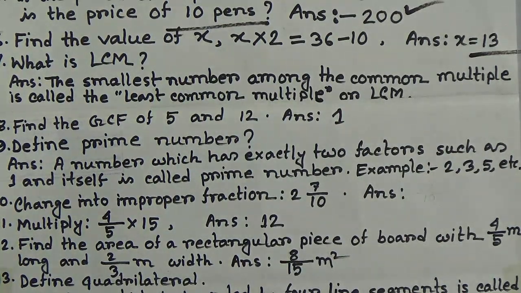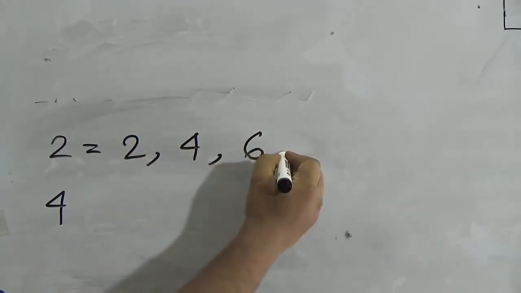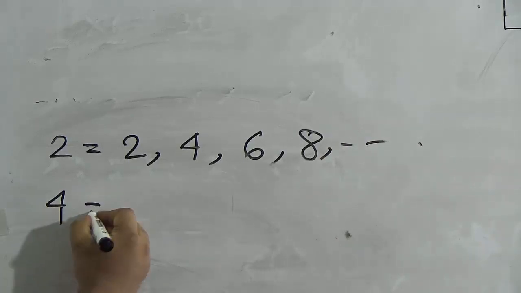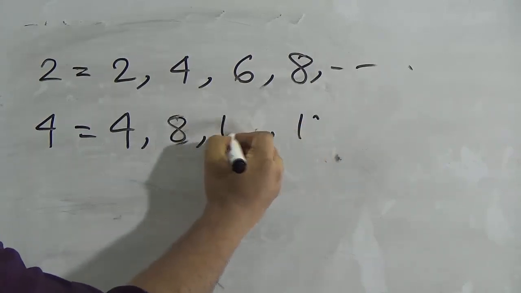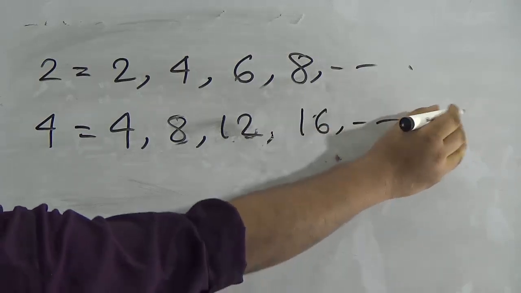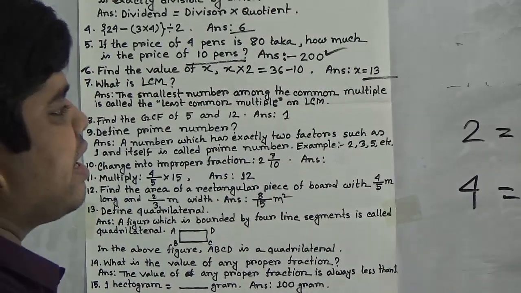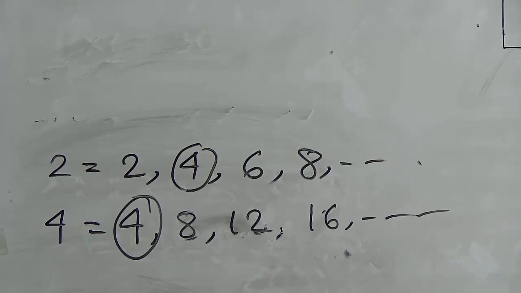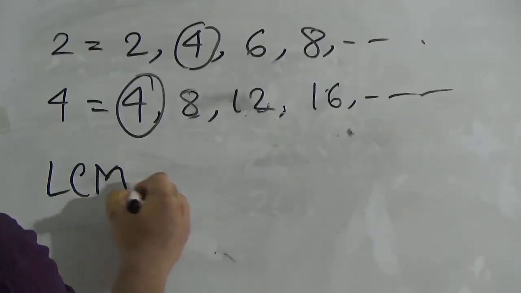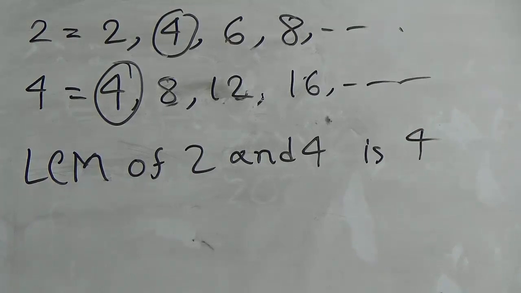So let us give an example. 2 and 4. We need to find out the LCM of these two numbers. So the multiples of 2 are 2, 4, 6, 8 and so on. Then the multiples of 4 are 4, 8, 12, 16. So the smallest number among the common multiples, here the common multiple is 4 and it is the smallest common multiple. So we can write the LCM of 2 and 4 is 4. I think you have understood.